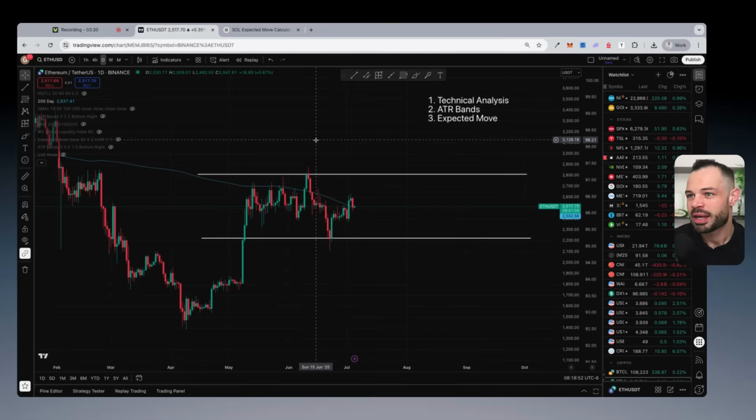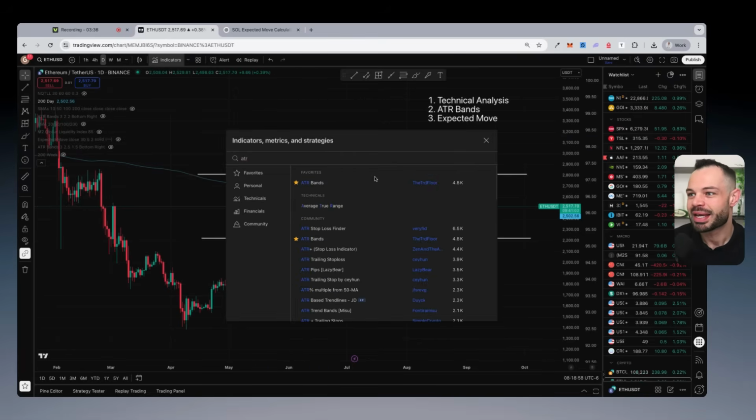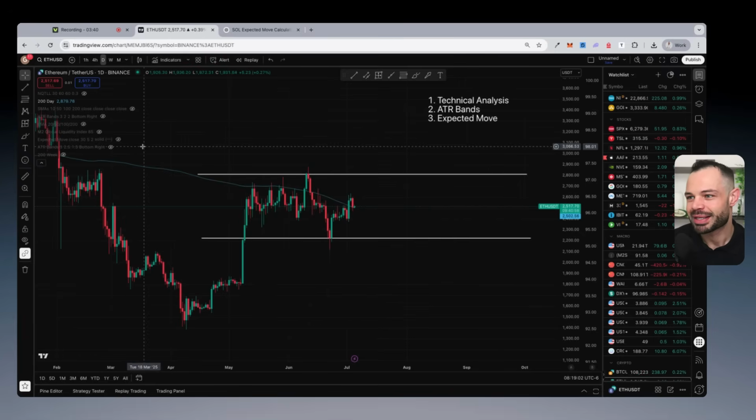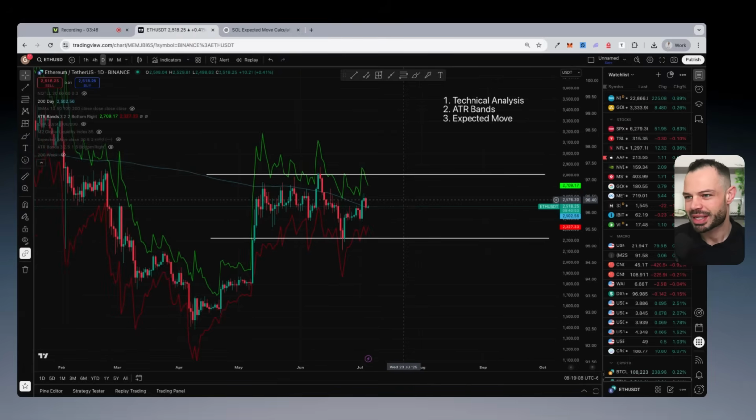But let's take a look at what the ATR bands are saying. Again, if you have not used the ATR bands before, you can find them by searching ATR in the indicators area here on TradingView. You will find the ATR bands indicator, and I've got it here saved on my own chart. So if I bring up the ATR bands, what this is showing me is essentially the average price above and below the spot price that the asset has been trading at for the past 14 days.